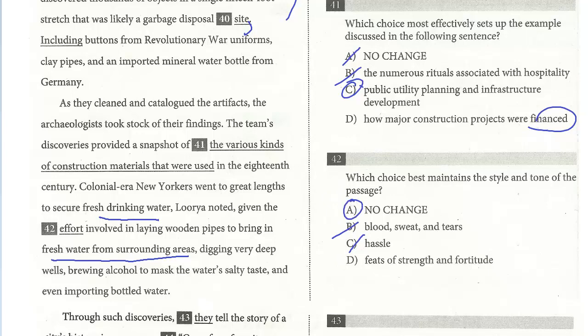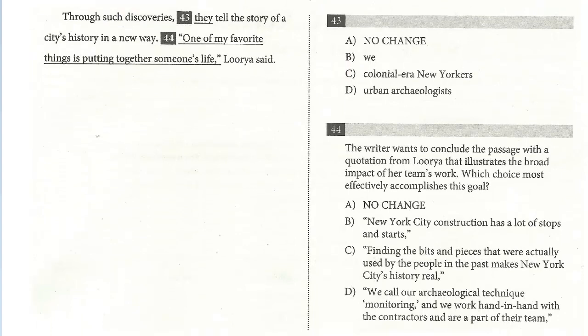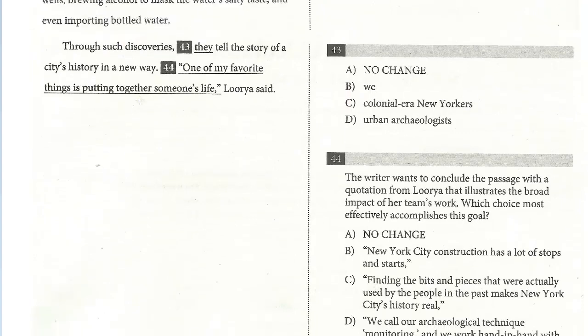And we've got two more questions, 43 and 44. Through such discoveries, they tell a story of the city's history in a new way. One of my favorite things is putting together someone's life, Laura said. Through such discoveries, they tell a story. So here, what exactly is the they? It doesn't have a clear antecedent. It's ambiguous. They tell a story.